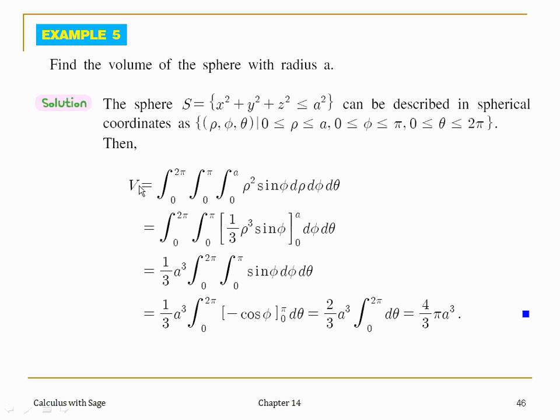Then all we have to do is this: the volume of the sphere can be obtained as a triple integral of 1 dx dy dz, which can be replaced in this way, with rho from 0 to a, phi from 0 to pi, and theta from 0 to 2 pi. This is a simple integration that can be done by hand or by using a CAS tool.